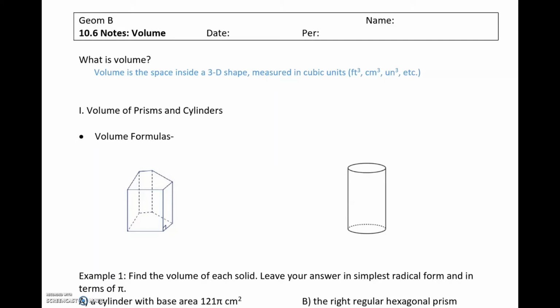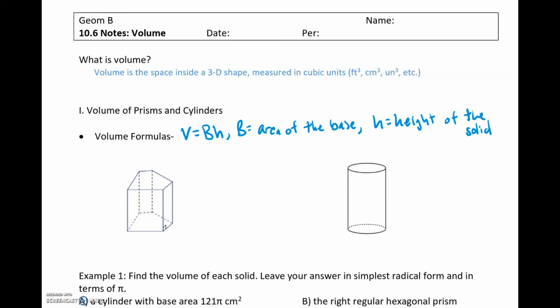The formula for prisms and cylinders is the same. Volume equals the area of the base times the height of the prism or the cylinder. So capital B stands for the area of the base, and then h is the height of the solid. Not to be confused with the height of, let's say, a triangle, so of a 2D shape.